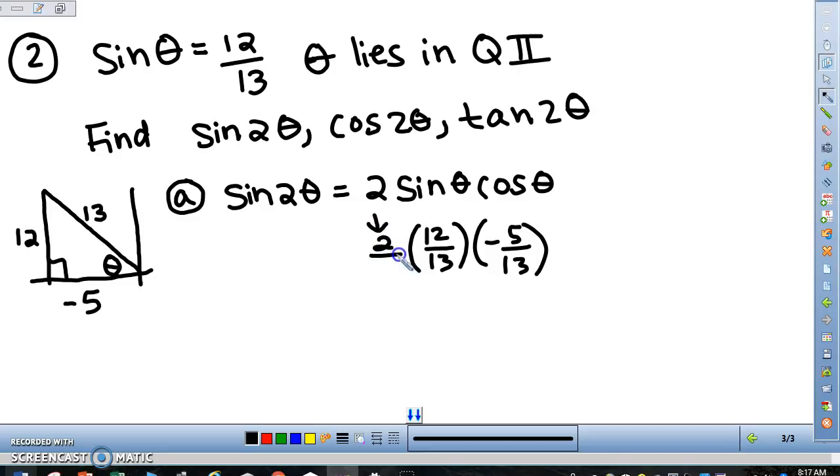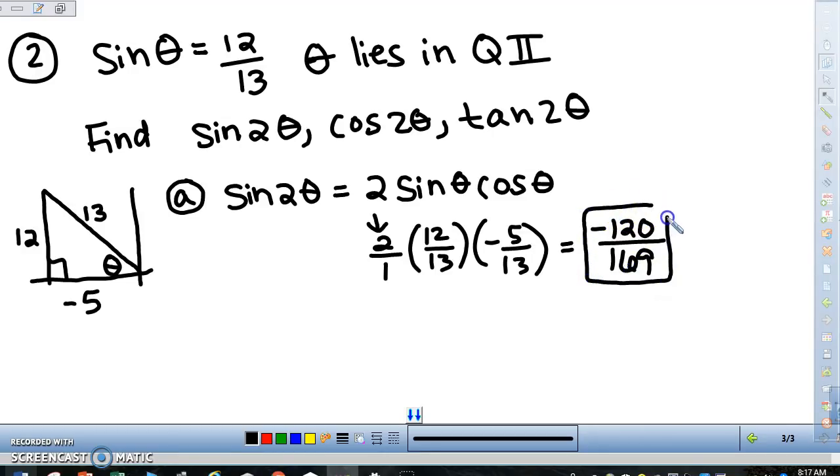Let's rewrite the 2 in front as 2 over 1. It's nice to check and see if there's any common factors you can cancel from the numerator or denominator. In this case, there are not. So we're going to multiply all the way across our numerators to get -120. Multiply across our denominators to get 169. We're not able to simplify that. Do not put it as a decimal. In fact, you will not have your calculator for this. And so we need to be able to do these using our knowledge of fraction operations.